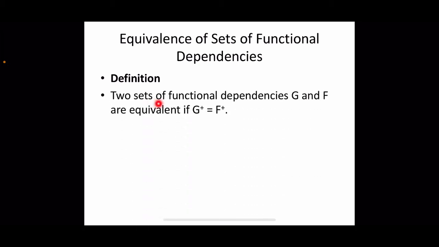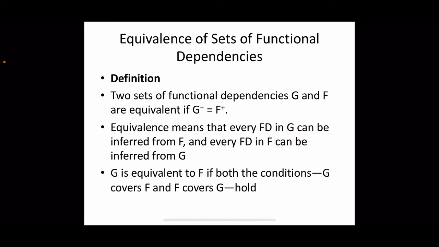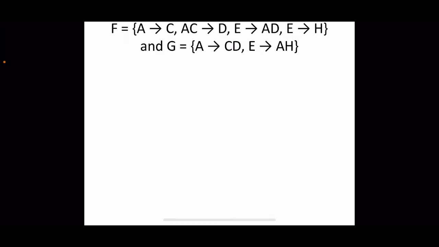Two sets of functional dependencies G and F are equivalent if their closures are the same. That is, G closure is equal to F closure. Then we can say that G and F are equivalent. That is, every functional dependency in G can be inferred from F, and every functional dependency in F can be inferred from G. In other words, if G covers F and F covers G, we can say that F and G are equivalent. So we can see an example for this equivalence.